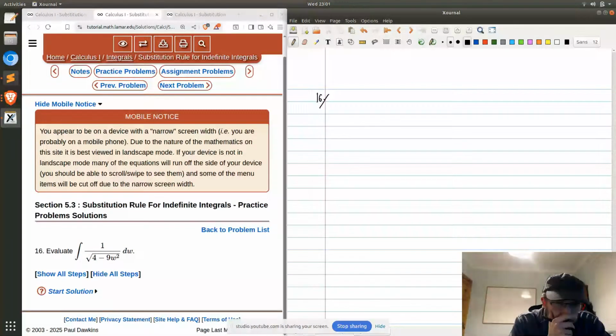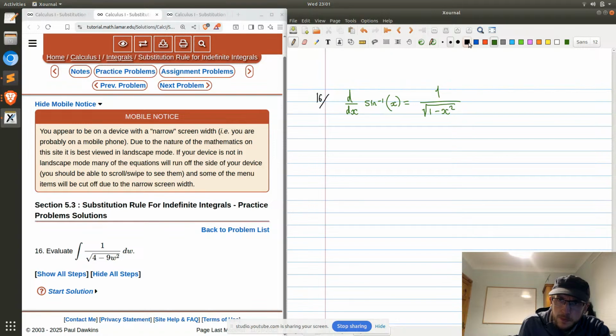Sixteenth. d by dx of arc sin x is 1 over root 1 minus x squared. All right. Just write that down. d by dx of arc sin x is 1 over root 1 minus x squared. Just there like that. And we are to play a similar move here, aren't we?